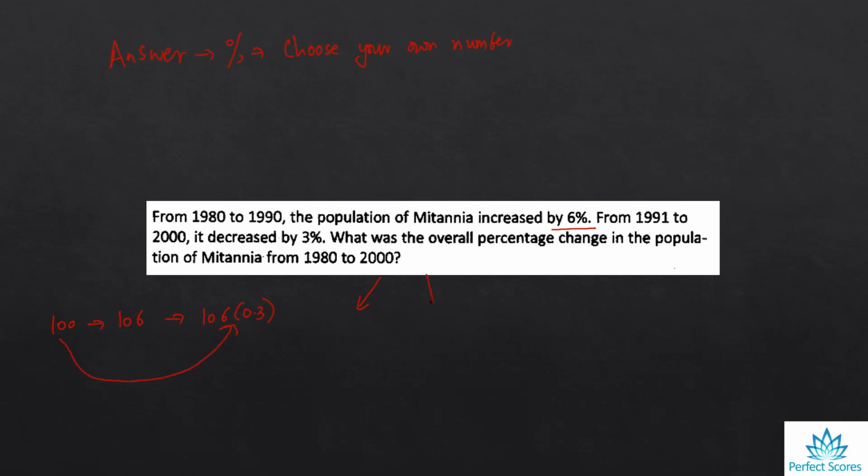Another way is just using the expression that we have. Increase by 6% and then decrease by 3%. Then you had plus 6 into minus 3 over 100. So you had 3 minus 0.18. So the answer is 2.72.